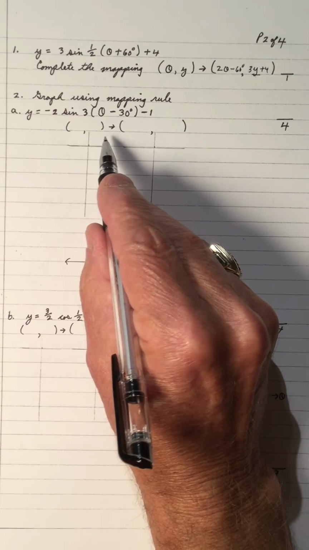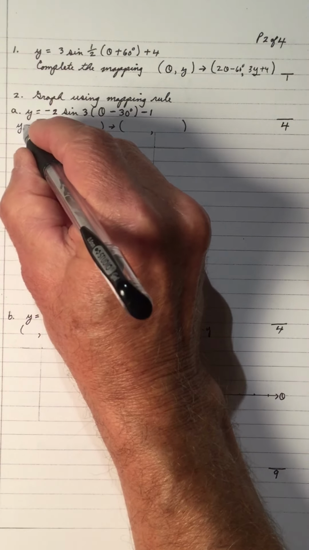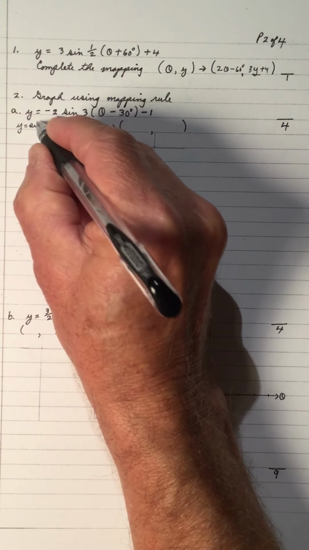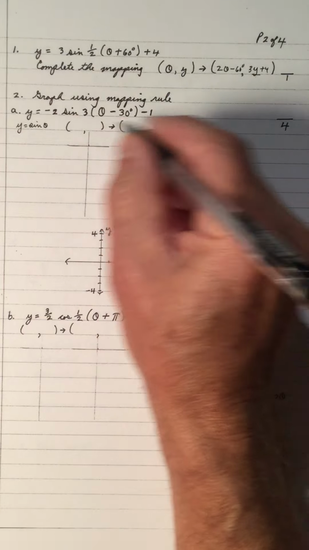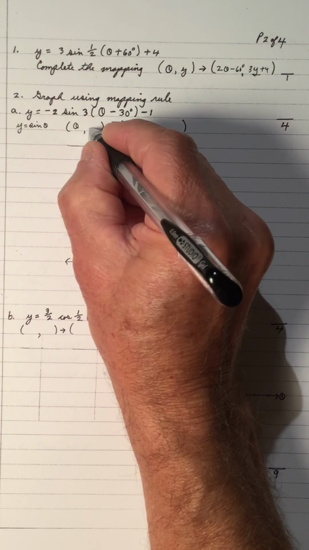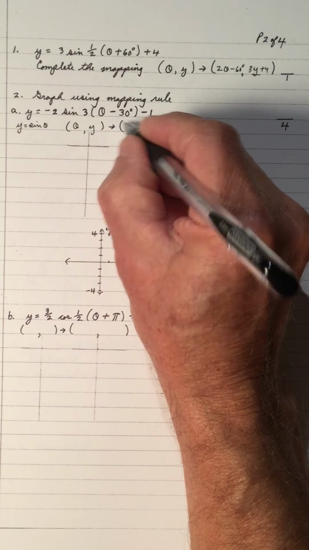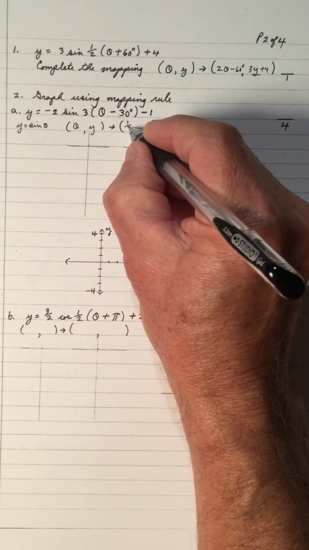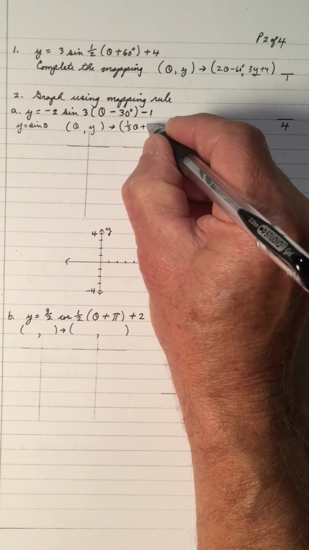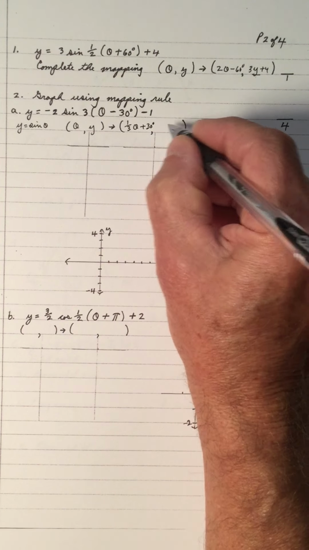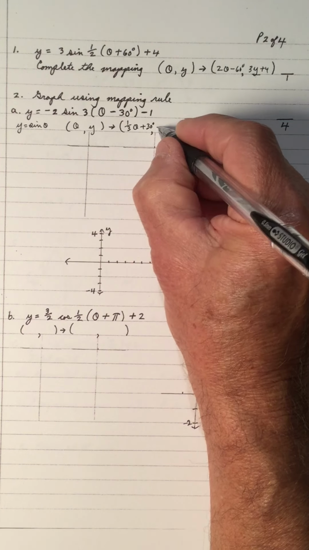Now let's graph using the mapping rule. Again, this equation is a sine, so the basic equation is y equals sine theta. Let's do the mapping rule first. We have theta comma y, and the reciprocal of 3 is 1/3. Theta, the opposite of minus 30 is plus 30. And when you do the y, you get negative 2 times y minus 1.